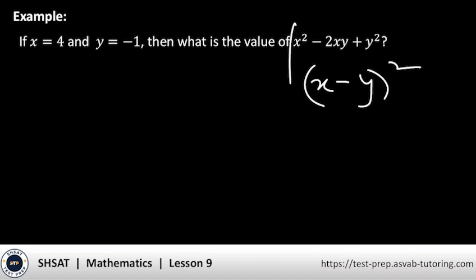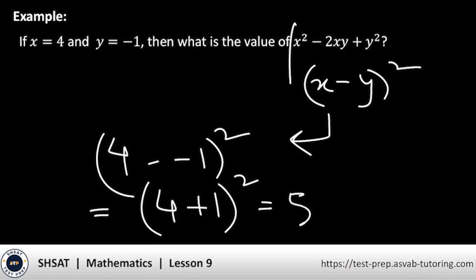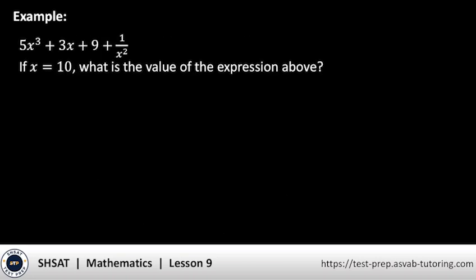So if you do get this formula on hand, it's much easier for you to figure this out, because that just means 4 minus -1 whole squared. Minus and minus makes plus, so that's just 4 plus 1 whole squared. 4 plus 1 is 5, so 5 squared. 5 squared is 25. You can either do it in this way, using the formula, or just like I did the previous question. Moving on.